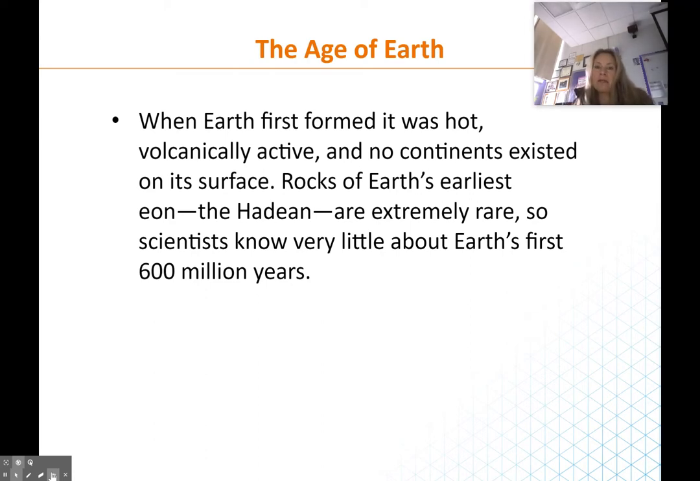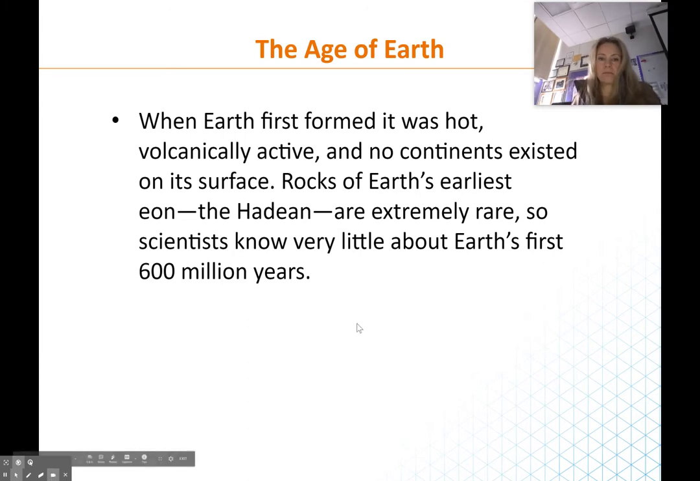And then we call this eon the Hadean. And so this is when Earth was basically forming. There's no life or anything like that. And this is well before anything ever existed, even cells or anything like that. So that was about the first 600 million years.